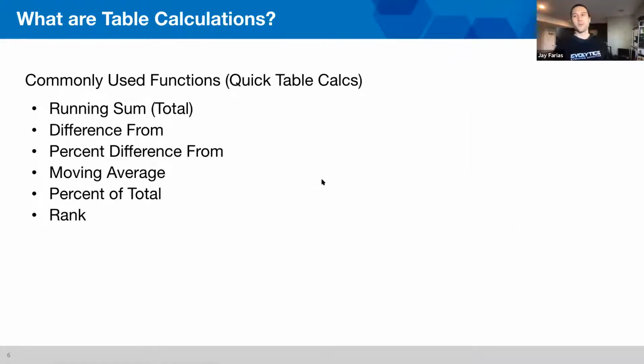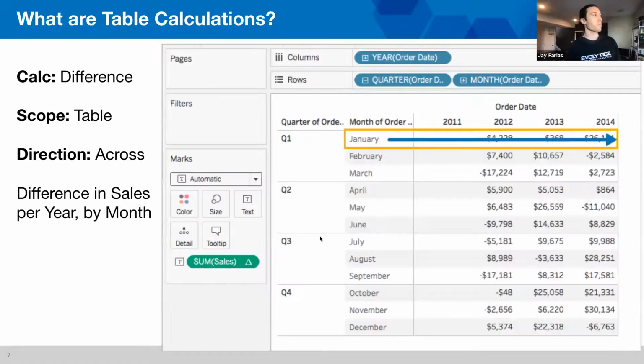So some commonly used ones that we see a lot, and Tableau has nicely put these in the quick table calc drop down for us, are running sum or running total, difference from, percent difference from, moving average, percent of total, or rank. If you need to do one of these, Tableau makes it super easy. You can basically do it with a couple clicks, and then you have your calculation that would have taken you maybe a few calculated fields and some LODs to perform otherwise. All right, so let's get into some more examples.